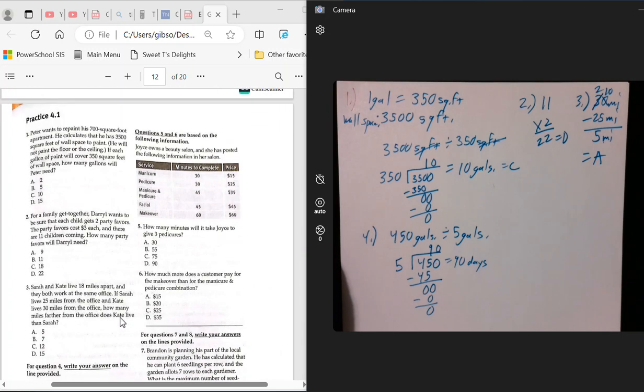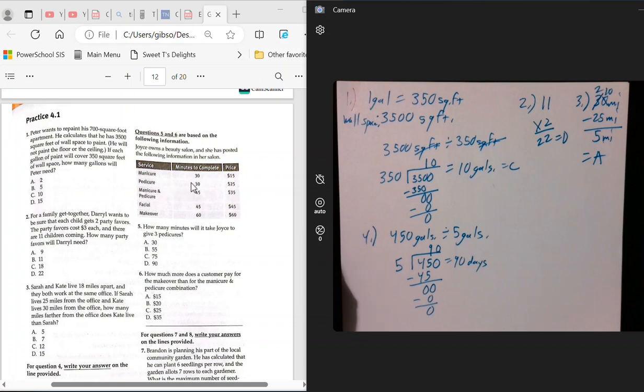So we look here at problem number 5. It says questions 5 and 6 are based on the following information. Joyce owns a beauty salon, and she has posted the following information in her salon. So basically, she has the service, the minutes to complete, and the price. How many minutes would it take Joyce to give 3 pedicures?